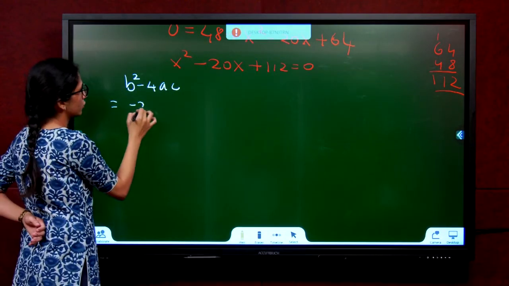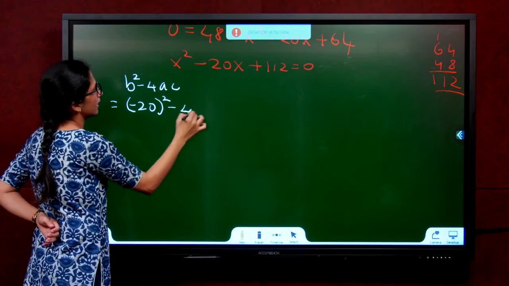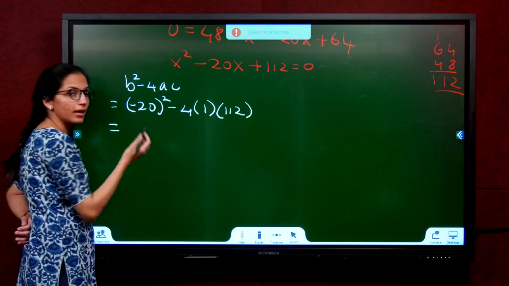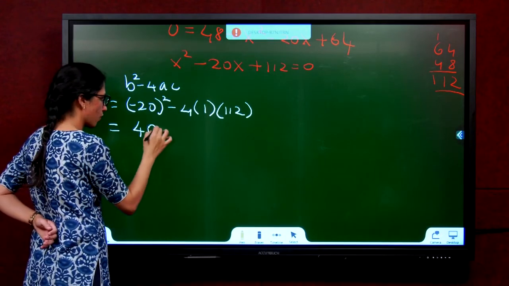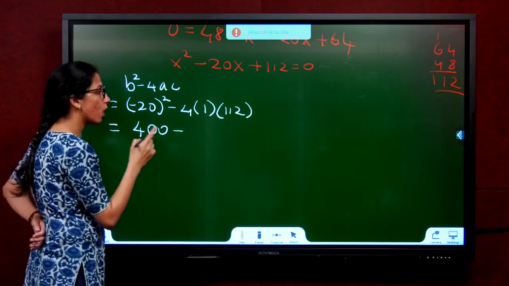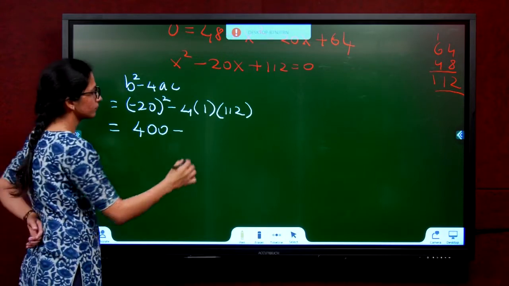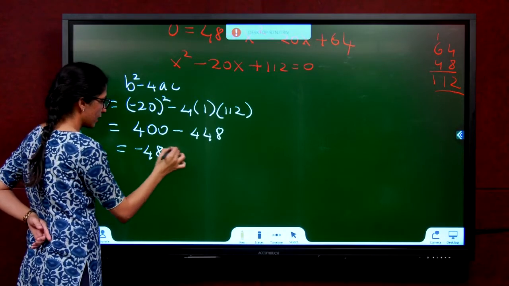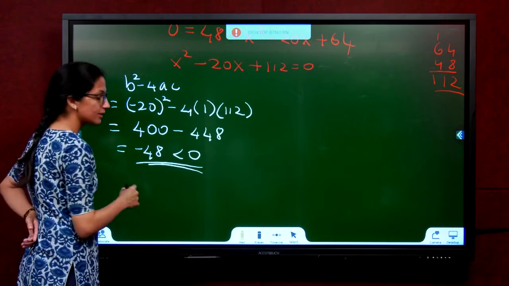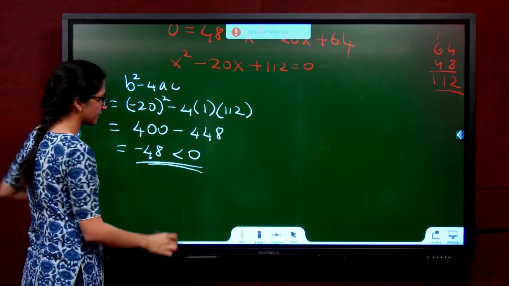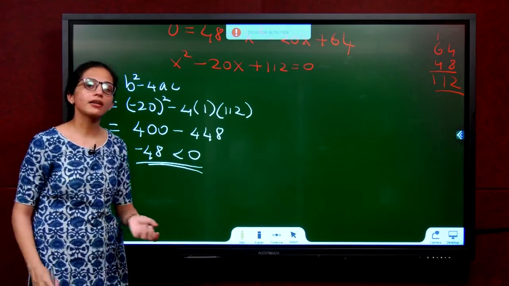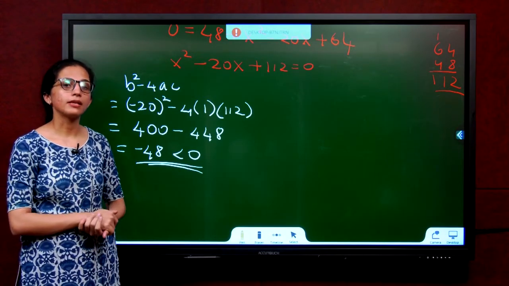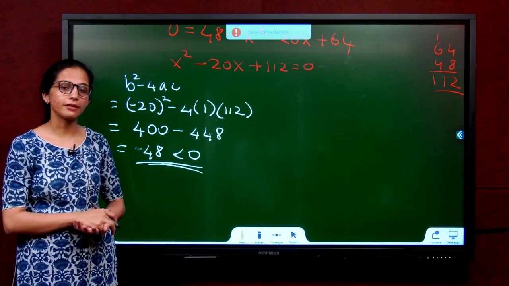B is minus 20, the whole square, minus 4, A is 1, C is 112. Minus 20 the whole square is plus 400, minus 112 into 4, which is 448. 400 minus 448 is minus 48. It is less than 0. Since b square minus 4ac is less than 0, the roots are imaginary and this situation is not possible. That should be your conclusion statement.